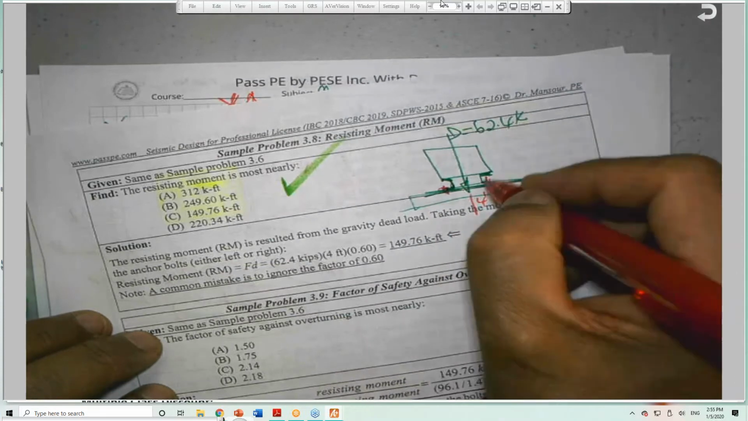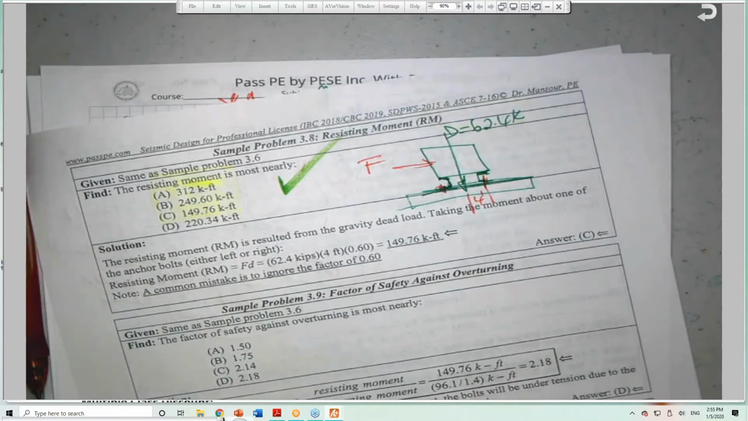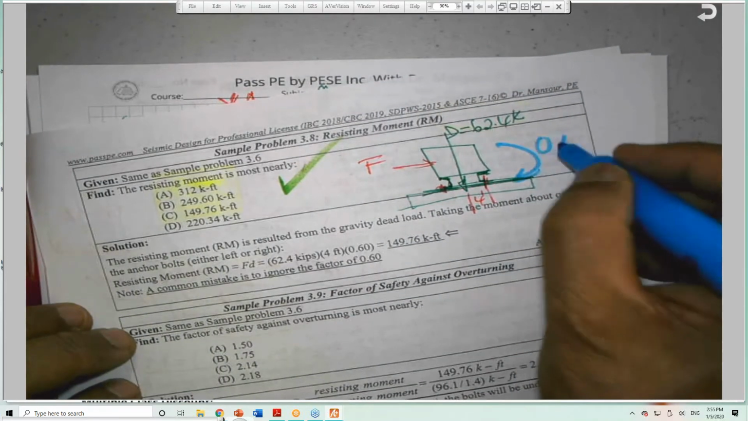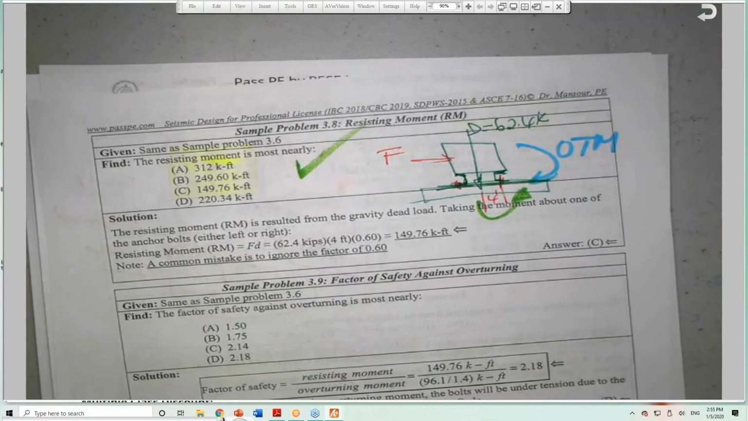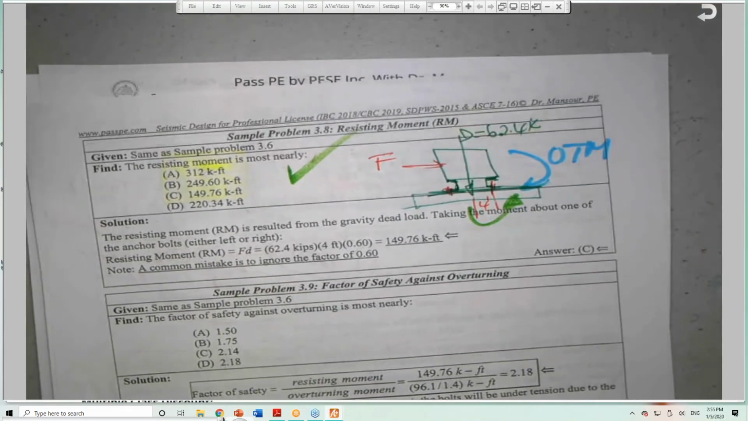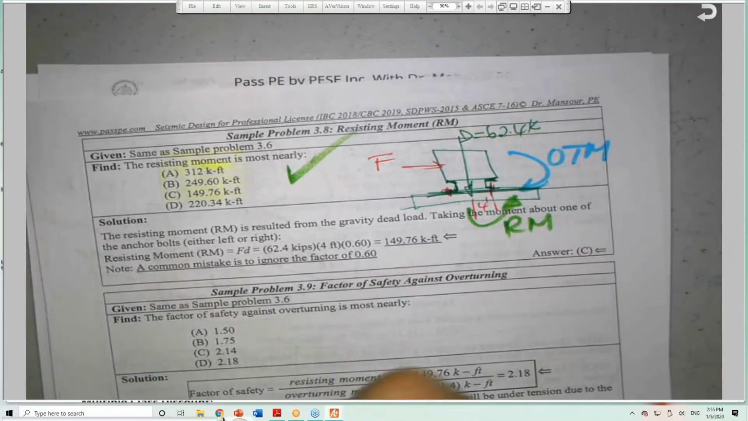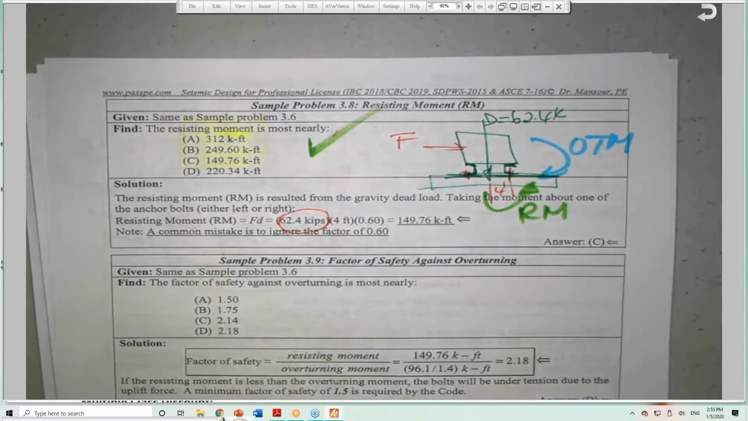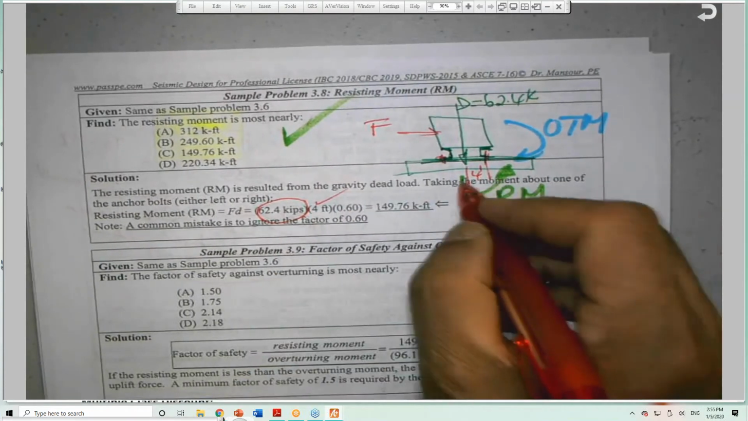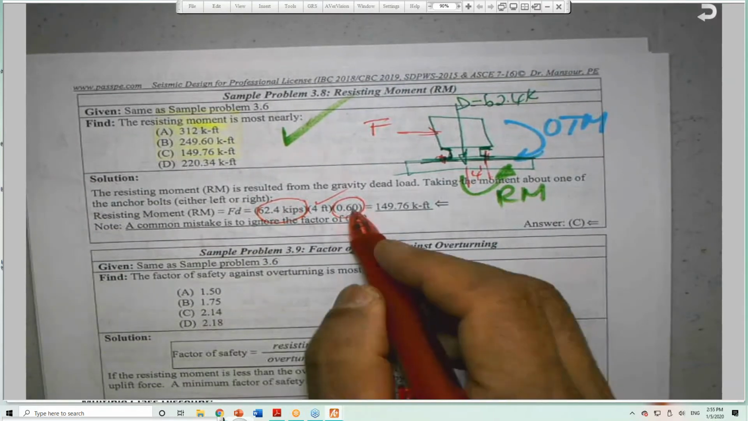So the resisting moment, the lateral force, this is a disturbing force, F. This is the OTM. The OTM is in this direction, which is the disturbing moment. But the resisting moment is from the dead load, which is this one here. So this is RM. So I took what? I took the weight of the structure, which is the weight of the tank with its content. I multiplied by 4, which is the moment arm, and multiplied by 0.6. We take 60% of the dead load as the resistance.